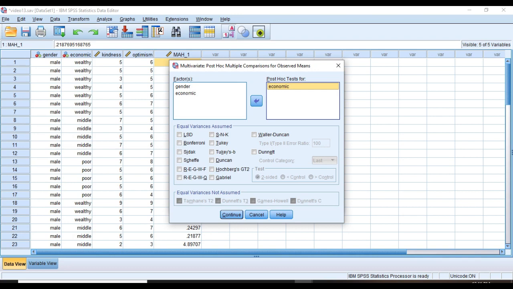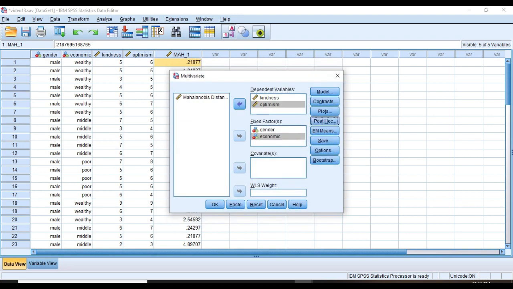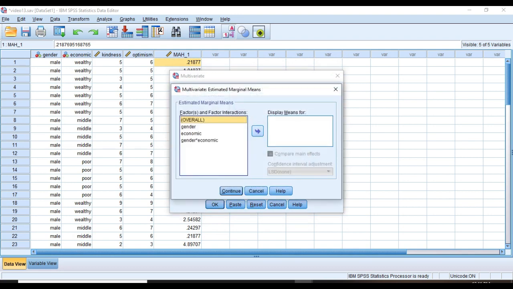Now, since we have the equal number of cases for each level of economic, we use Tukey. But if we didn't have the equal number of cases for each level of economic status, then we could use Scheffe. So click on Continue and click EM means. Display means for economic, gender, and economic times gender.